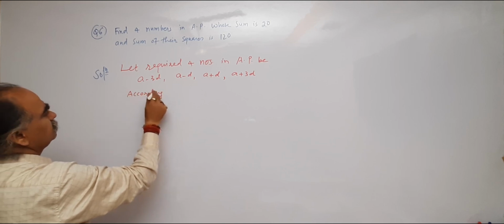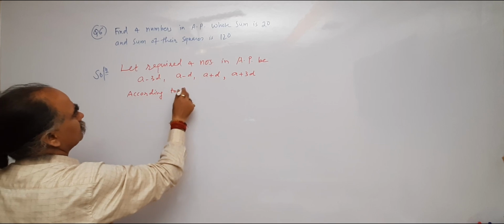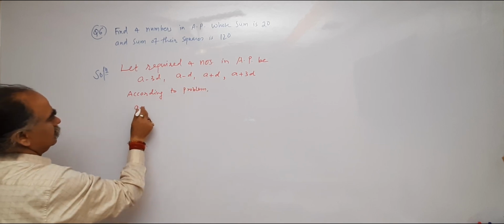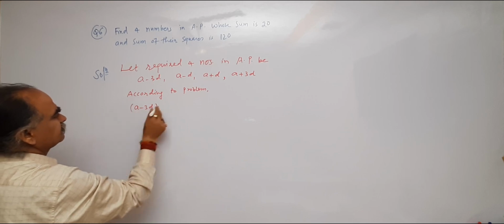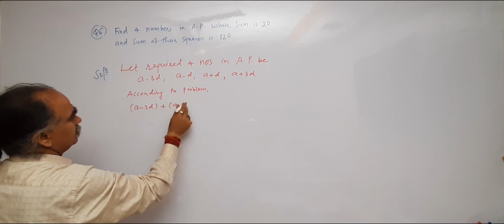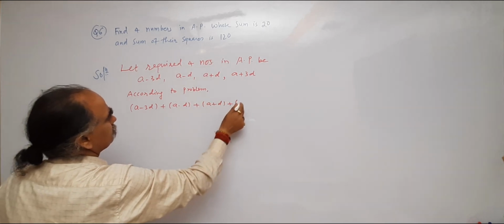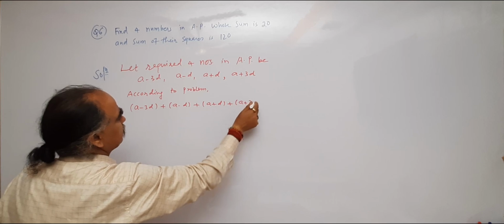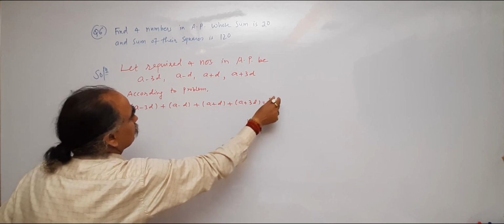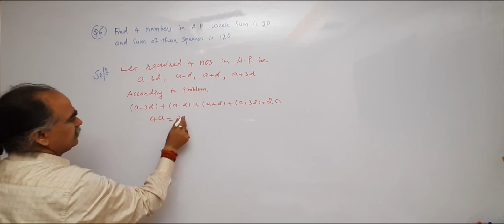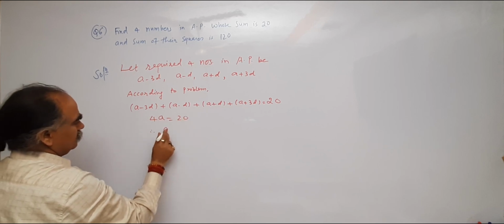According to the problem, a minus 3d plus a minus d plus a plus d plus a plus 3d is 20. So 4a is 20, a is 5.